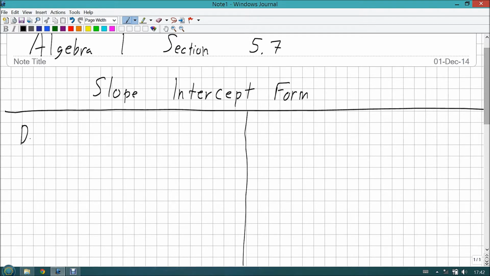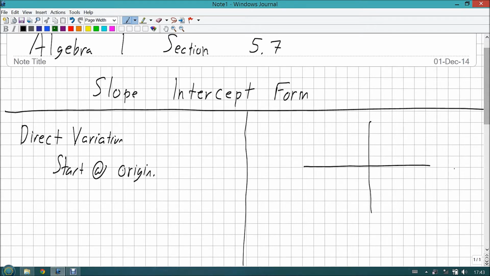So let's go ahead and do that direct variation review. For direct variation, we would start at the origin. So let's go ahead and draw our axes. For direct variation, start here. However, there are a lot of other places along the y-axis that we could possibly start.